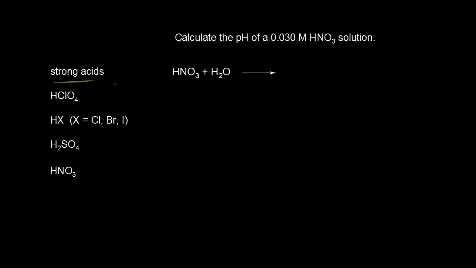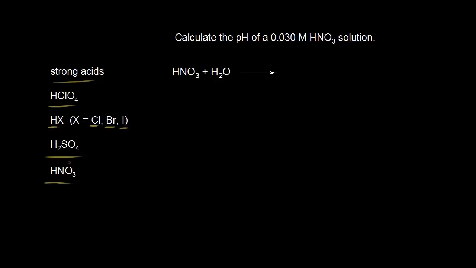Here we have some strong acids which ionize 100% in solution. HClO4 is perchloric acid, HCl is hydrochloric acid, HBr is hydrobromic acid, HI is hydroiodic acid, H2SO4 is sulfuric acid, and HNO3 is nitric acid.